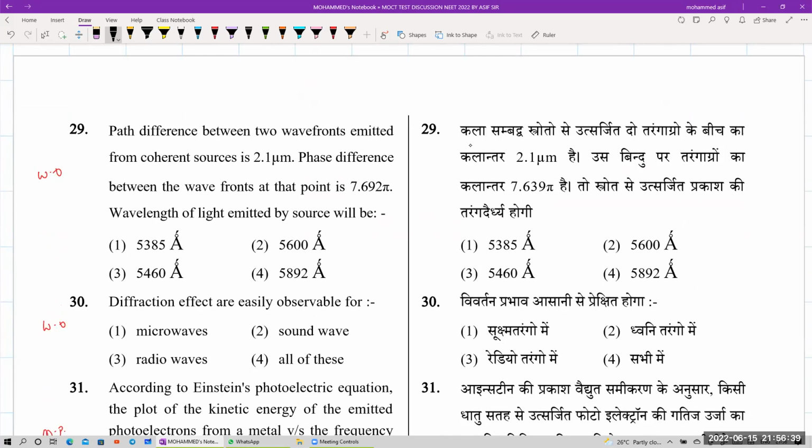Path difference between two wavefronts emitted from the coherent source is 2.1. Path difference means delta x. The value of delta x is given as 2.1 micrometers. Phase difference between the 2 points. Phase difference means delta phi. Delta phi is equal to 7.692 times pi. Wavelength of light emitted by the source will be equal to how much?